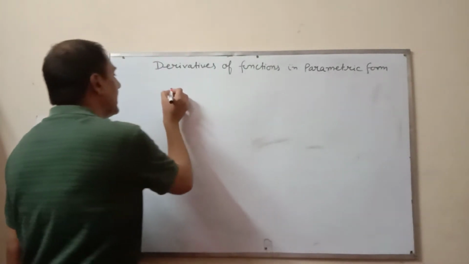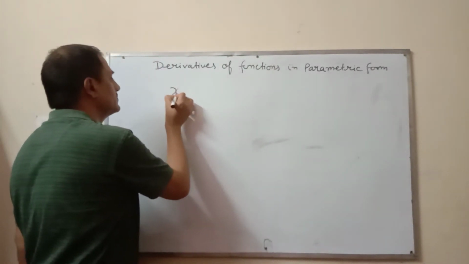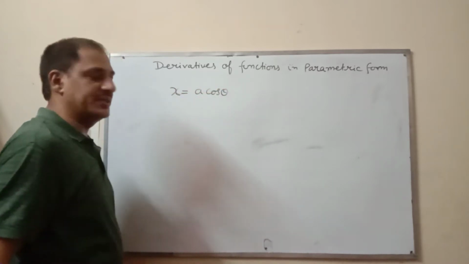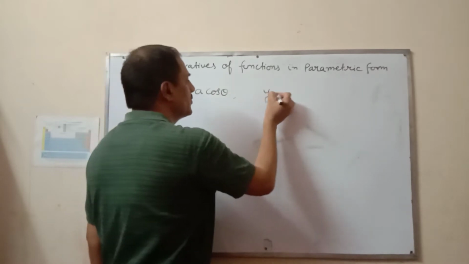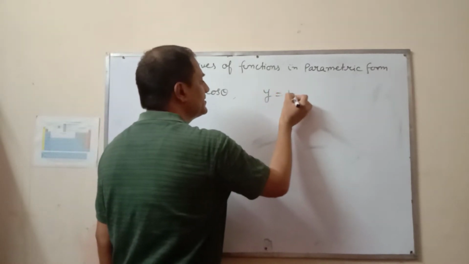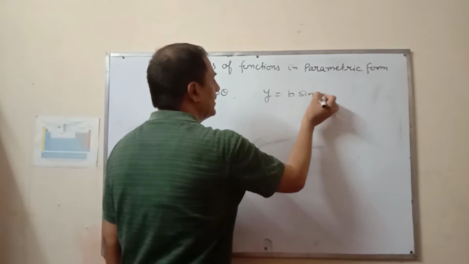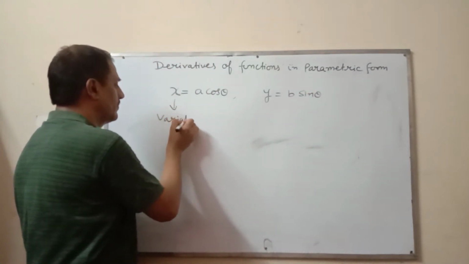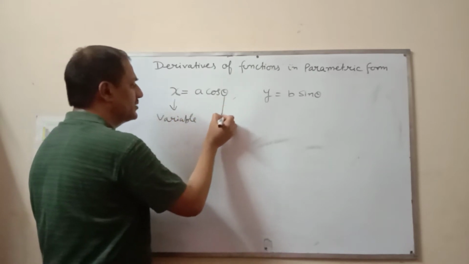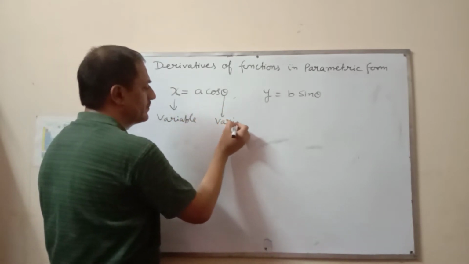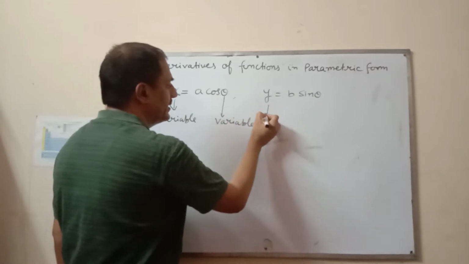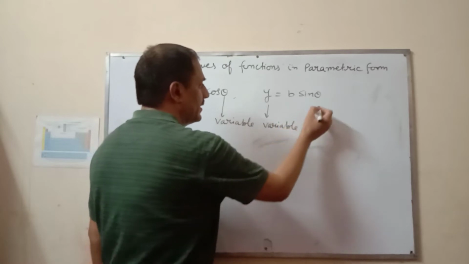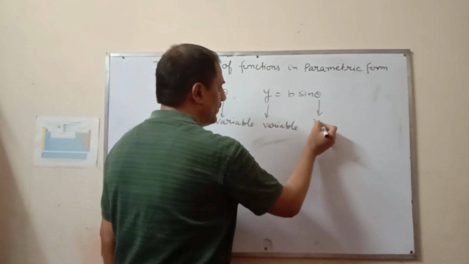Suppose x is equal to a cos theta, and y is equal to b sin theta. Here x is a variable and theta is also a variable, and y is a variable and theta is a variable.